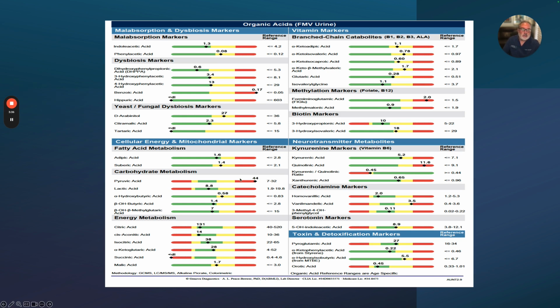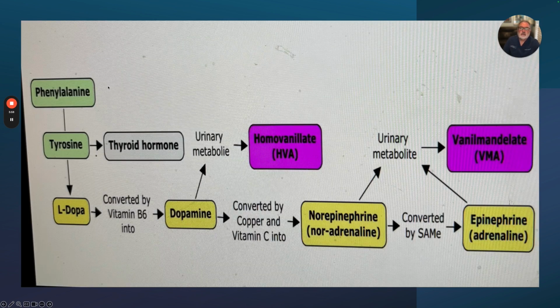So when we just look at this, just for neurotransmitters alone, we're not looking at the dysbiosis markers or cellular energy, any of that, although it is very important. But for the purpose of this lecture, we're just looking at neurotransmitters. So we have an issue with B6, quinolinic acid, brain inflammation, and then we have the need for some norepinephrine and serotonin support. Here's just a brief diagram to show you how the pathways work.